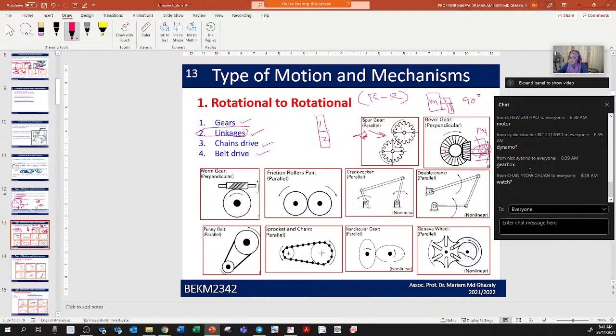My student last time, he was designing... let me see if I can find his slide. Wait a moment. One minute.